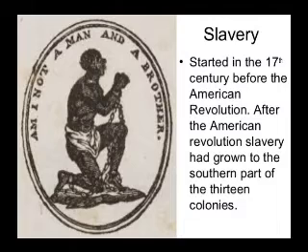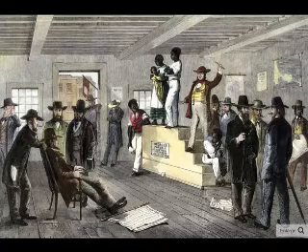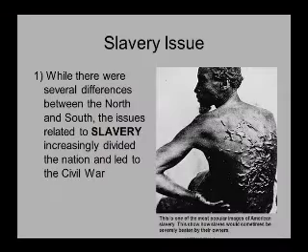From the very beginning, slavery in the United States was a legal institution. It was practiced from early colonial days and was legal in all the 13 colonies. Under slavery, an enslaved person was treated as property and could be bought, sold, or given away. Now, slavery was the major cause of the American Civil War.